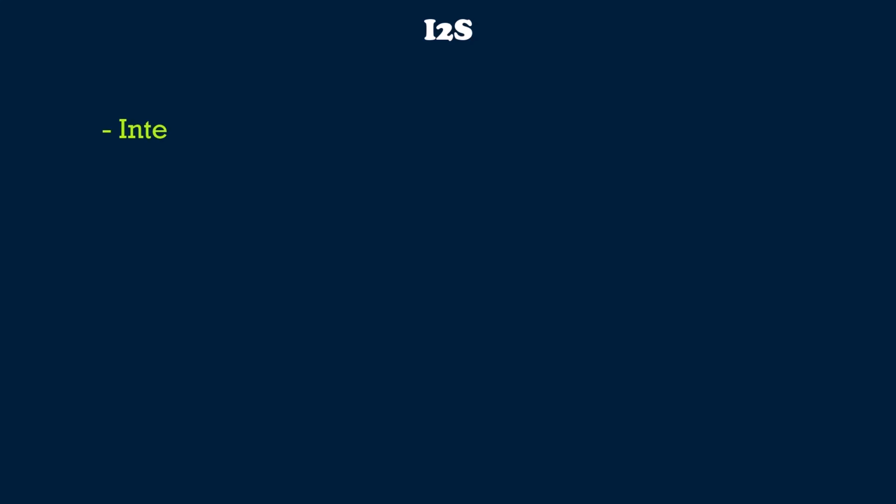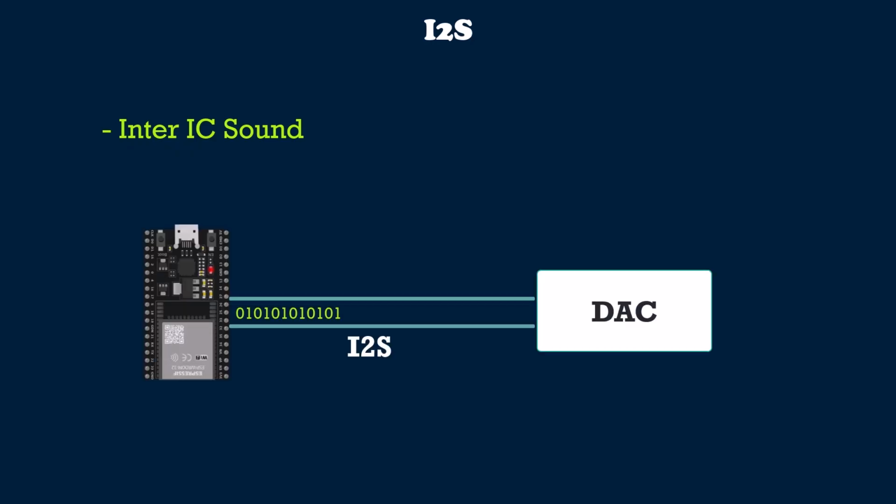And finally, I2S, pronounced I squared S. So I2S stands for Inter IC Sound, and yeah, it's kind of like a digital highway just for audio. It's a special communication protocol that lets microcontrollers, like the ESP32, send audio data to other chips, like our DAC. And it does this super efficiently. Very little delay, almost real time.